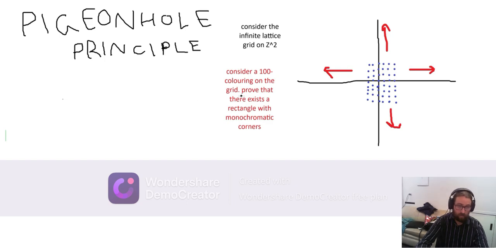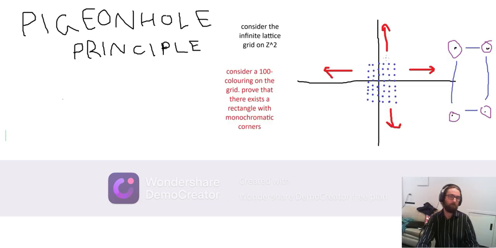Prove that there exists a rectangle with monochromatic corners. What that means is that somewhere on my grid, there are going to be 4 points in a rectangle formation, such that they all have the same coloring. So this color equals this color equals this color equals this color. So yeah, this is a pretty tricky question.